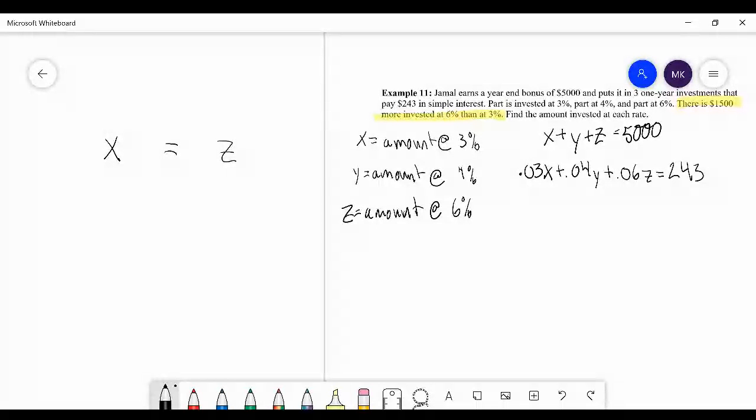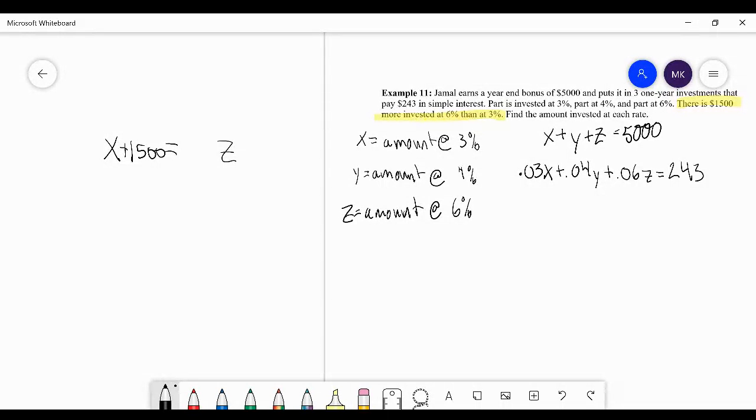Do I add to the taller stack? That doesn't make sense. I either need to add to the shorter stack or subtract from the taller stack. So to make these two things equal, I'm going to add 1500 to x. And that gives me a true equation, a balanced equation, because z on its own has 1500 more than x does. So to make these two things the same, I need to add 1500 to x. I hope that makes sense.